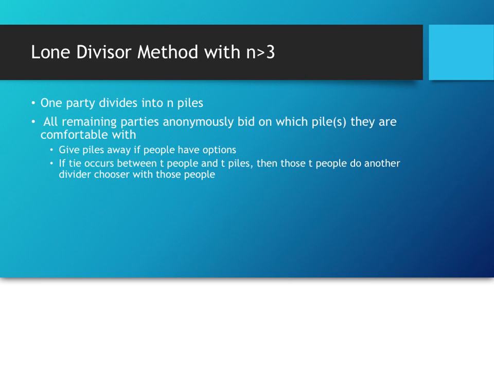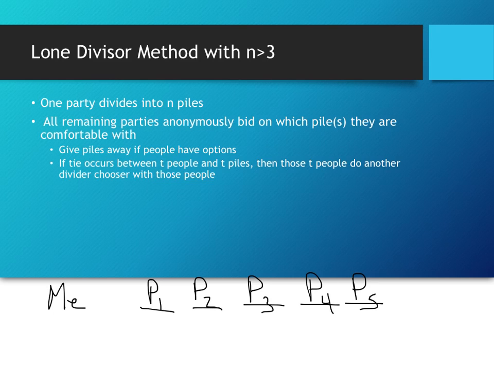Now, if you have more than 3 people, then it's going to be pretty much the same thing. All right? So, let's pretend we have, I don't know, me and a lot of other people. Okay? So I'll call them person 1, person 2, person 3, person 4, person 5. So, here there's me and these 5 other people.